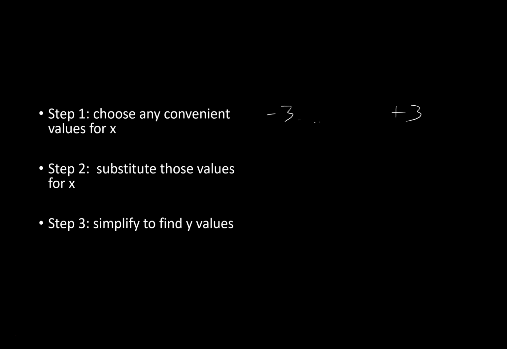So let's review those. Step 1, choose any convenient values. So usually it's going to be anywhere between negative 3 through like positive 3. Anywhere in there, good numbers to pick. Substitute the values for x. So substitute whatever values you picked. And you're going to simplify to find the y values. And then you're going to write them as an ordered pair, which would be x, comma, y.